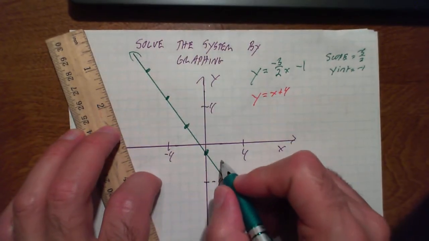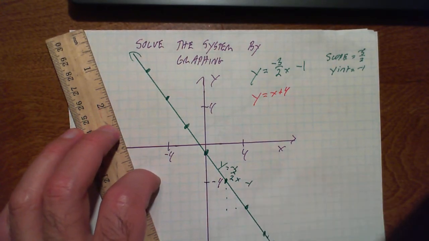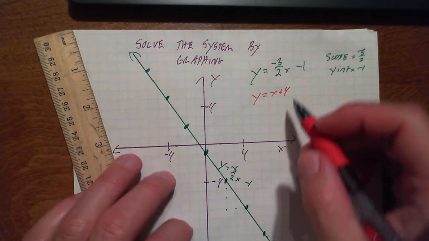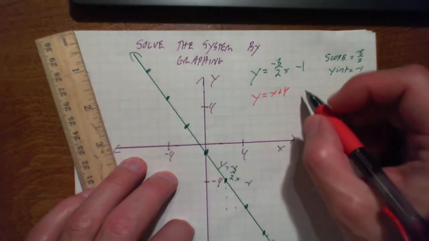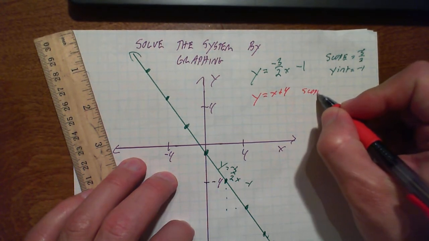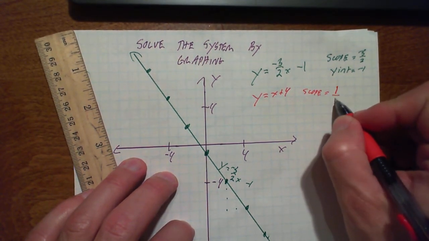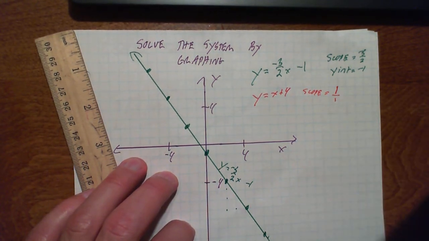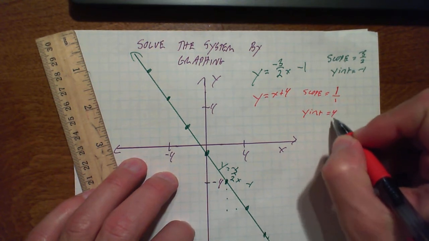Okay, y equals negative 3 over 2x minus 1 is that one. And let's go and graph y equals x plus 4. What's my slope there? Do you know what the slope is? The slope is positive 1, which is 1 over 1. And the y-intercept is 4.